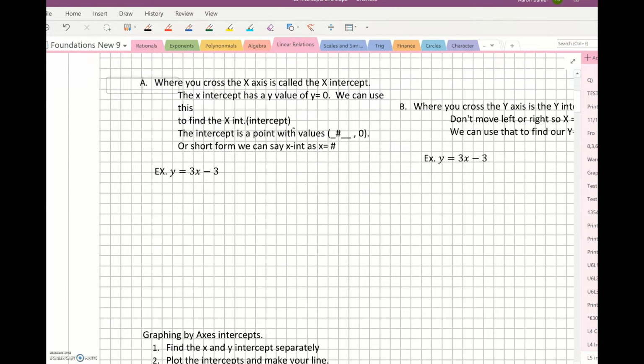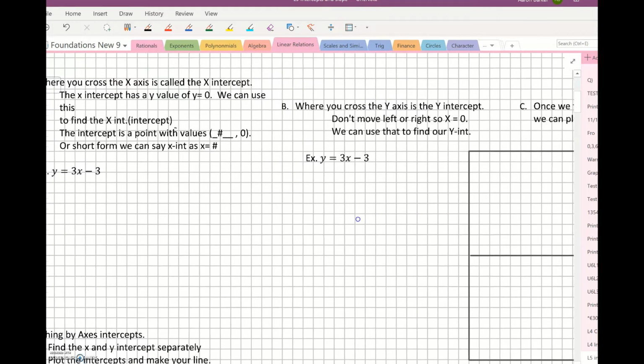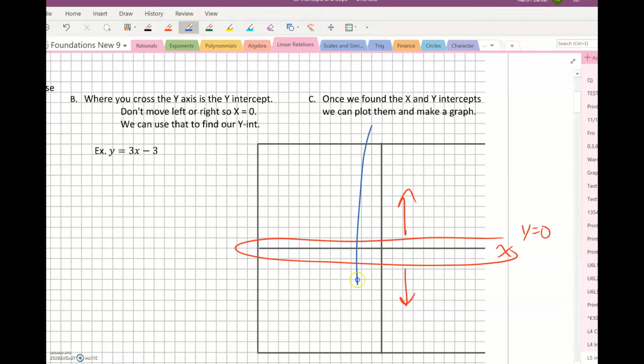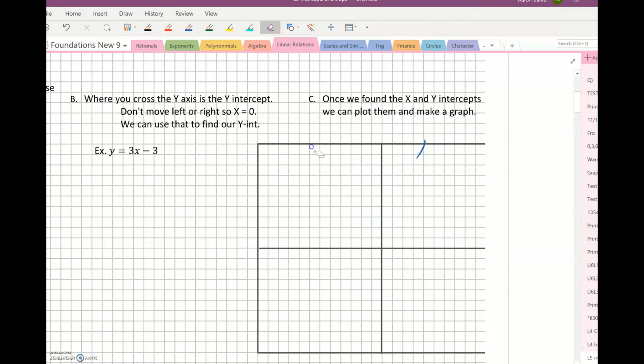In order to figure out your x-intercept, you have a y value of 0. When you cross this line, you do not go up, you do not go down, so y must equal 0. Just like when you cross this line, you do not go left, you do not go right, so x must equal 0. We can use y equals 0 to find our x value, and x equals 0 to find our y value.